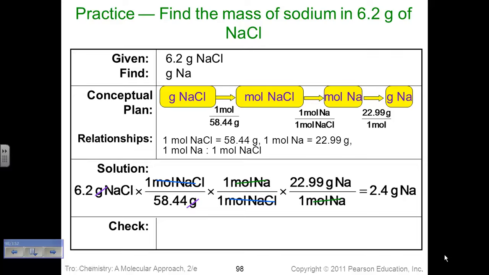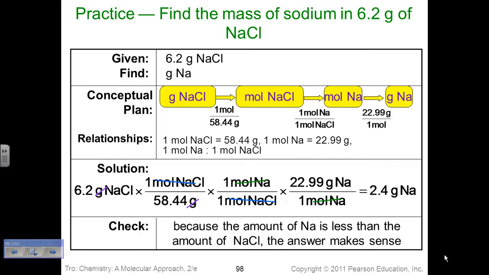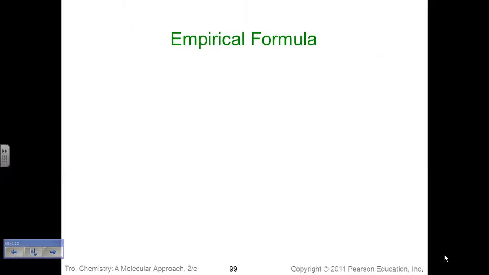On your calculator, hit it with me, double check your key sequence. I'd simply say 6.2 divided by 58.44 times 22.99. That's going to give us a mass of 2.4 grams of sodium. In our sample of table salt of 6.2 grams, 2.4 of those are coming from the element sodium. Part over whole times 6.2. That's all we've done. The mass of sodium is over the mass of the entire structure. Part over whole times the given amount.